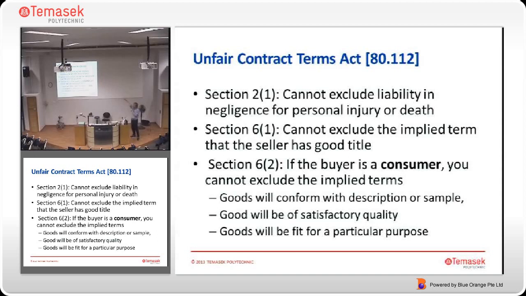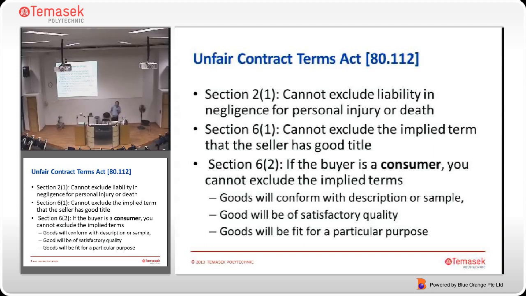So that's why it's a very important act. They're basically saying that these terms are unfair because you must always be liable in negligence for personal injury or death. You cannot exclude liability for that. Because if you were allowed to do that, then you wouldn't care about people's safety, security and all these things. That cannot be. That would be against public interest.